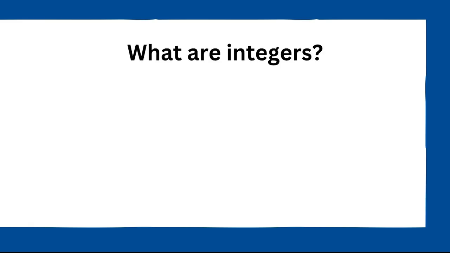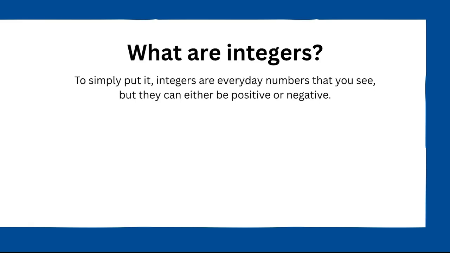So starting off strong, it is important that we know what an integer is. To put it simply, integers are everyday numbers that you see, but they can be either positive or negative. Some of these numbers could include, for example, -10, -2, 8, or even 91. These are all integers. We see these numbers every day in our lives in one way or another. These are common numbers, just some have a negative sign and some of them are positive.